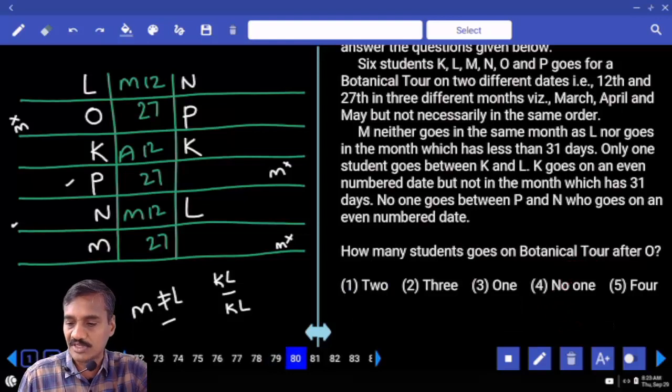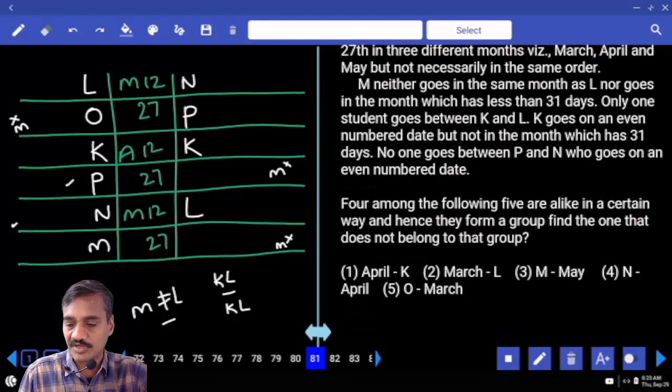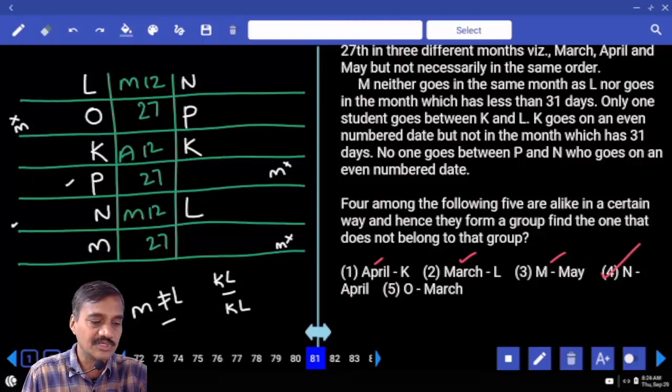And how many are there after O? There are 4 persons, that is choice 5, question 80. Then 81: which of the following is false? K in the month of April, L in the month of March, M in the month of May, N in the month of April, that is false. Hence, what is your answer? Choice for question number 81.